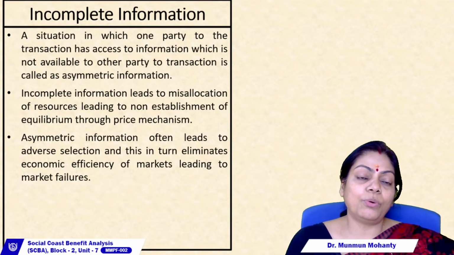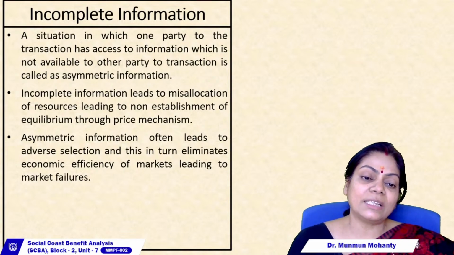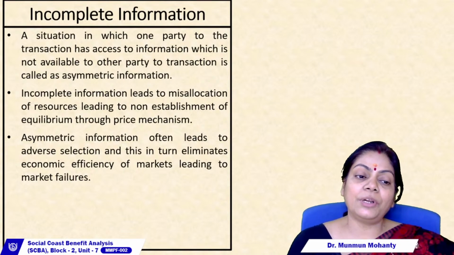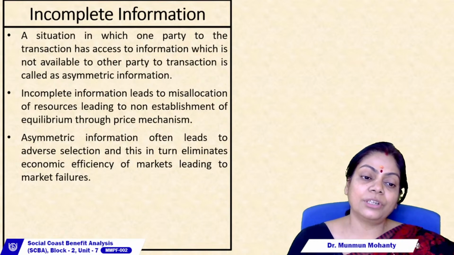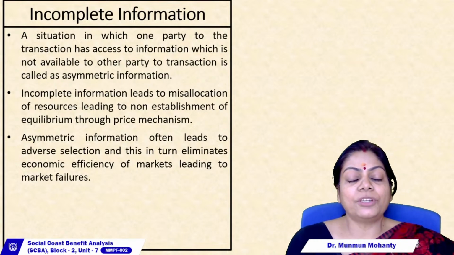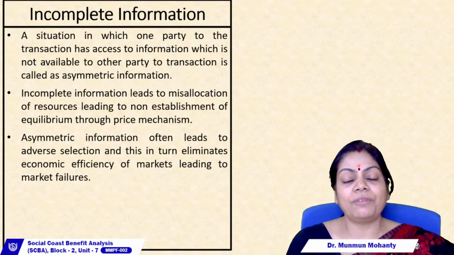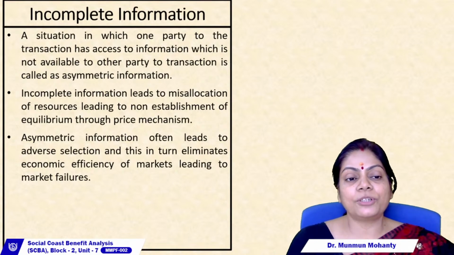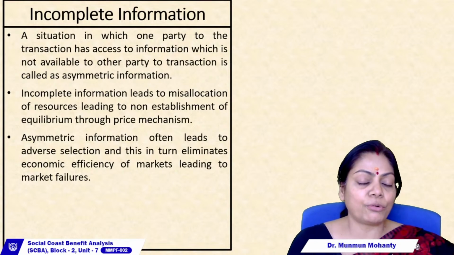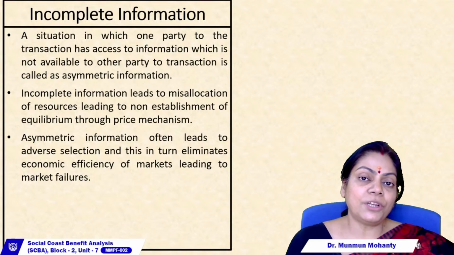Now, what is the problem if there is an information asymmetry? Information asymmetry often leads to adverse selection, and because one party has information and the other party has no information or less information, the competition is not fair.